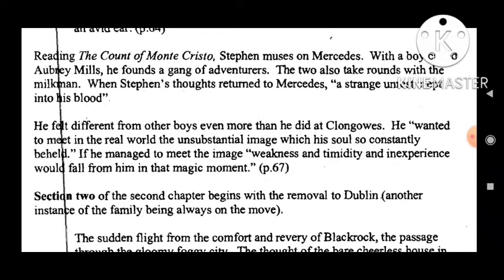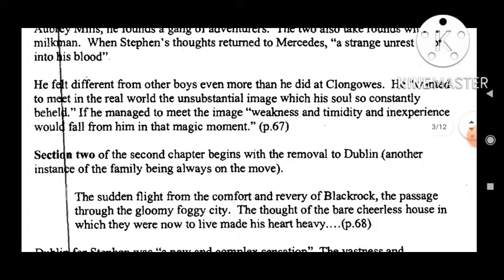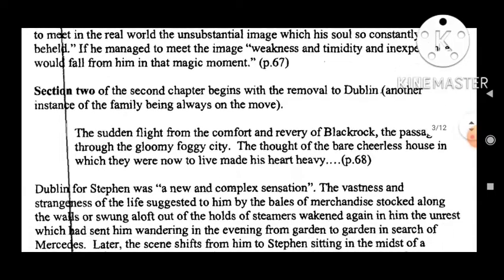The two also take rounds with the milkman. When Stephen's thoughts returned to Mercedes, a strange unrest crept into his blood. He felt different from other boys even more than he did at Clongowes. He wanted to meet in the real world the unsubstantial image which his soul so constantly beheld. If he managed to meet the image, weakness and timidity and inexperience would fall from him in that magic moment.